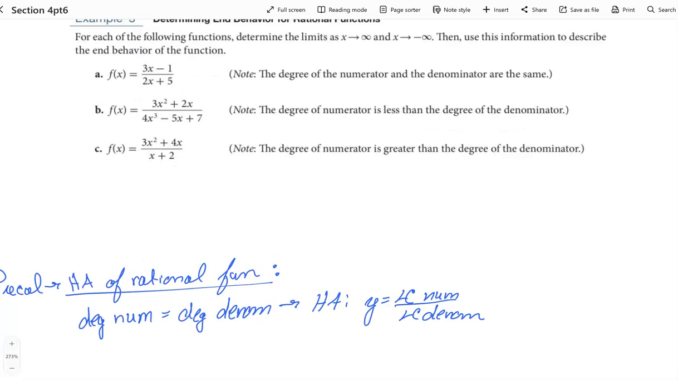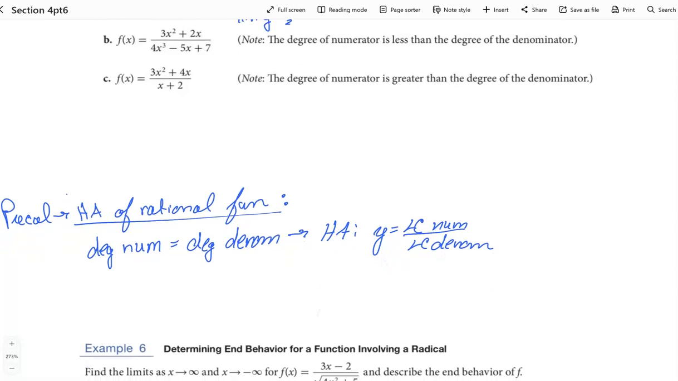So for this guy, what would happen is we would say the horizontal asymptote would be y equals 3 over 2 because the degrees of the top and bottom are both 1. So that was rule 1.